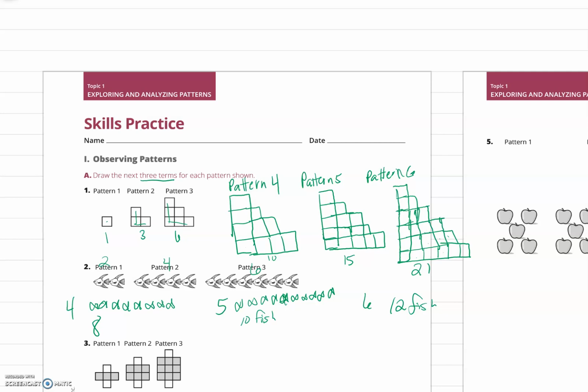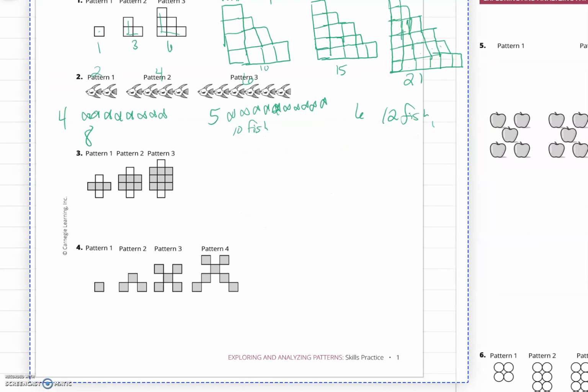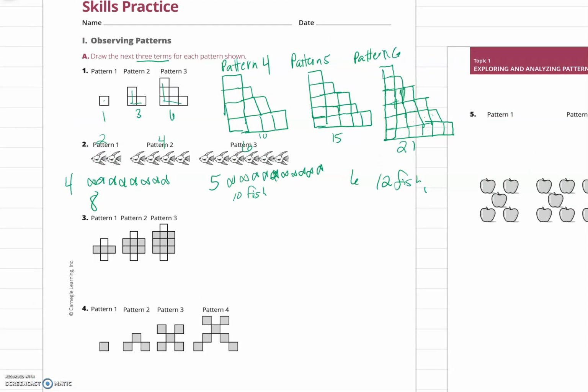Let's take a look at number 3. So number 3 looks like we have some gray squares in the middle and 2 white squares on the outside. Those 2 white squares don't change, but it looks like our gray squares in the middle do. So we have a total of 5 in this one, total of 8, total of 11. So it looks like we're adding 3 squares each time.